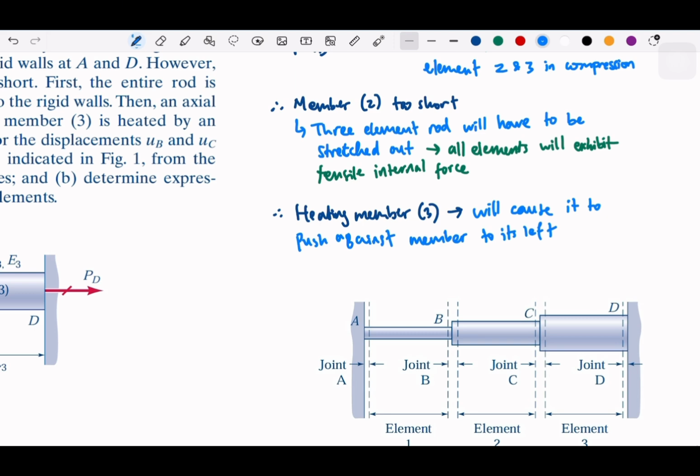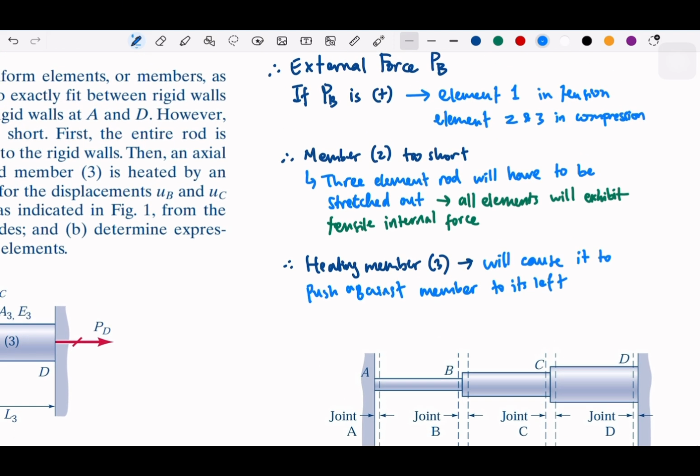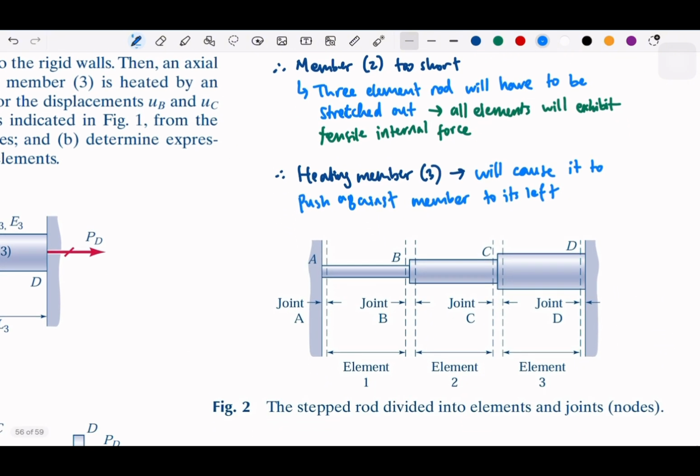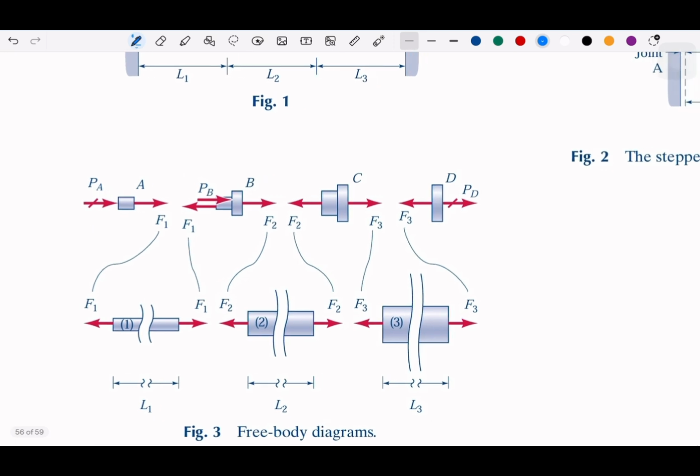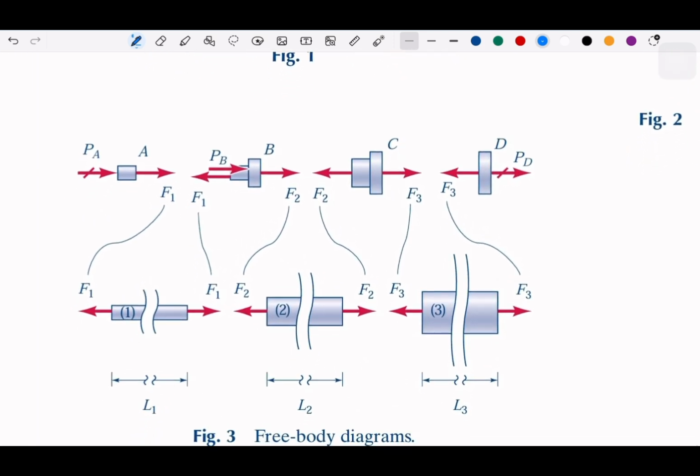Okay, now from these three consequences, or from these three pieces of information from the given, we know that we can make it into joints A, B, C, D. Now we can cut all the joints, and we can observe the diagram internally. In joint A, we have the reaction from the wall PA and then F1 at A, and at B we have internal force F1, and then we have the external force PB, right? And then we have also F2 here. And same thing for C, we have F2, F3, and the wall reaction force PB.